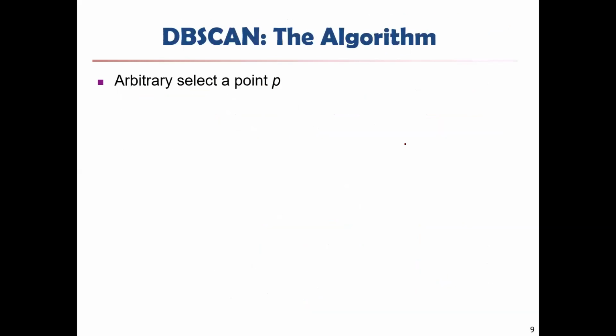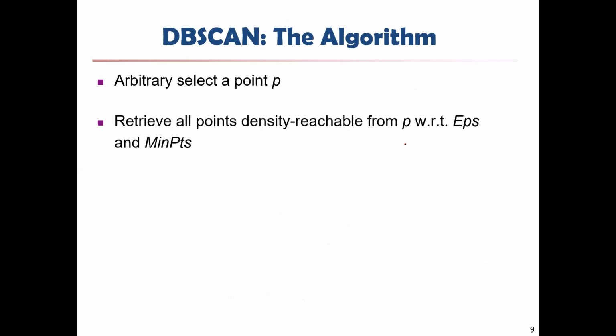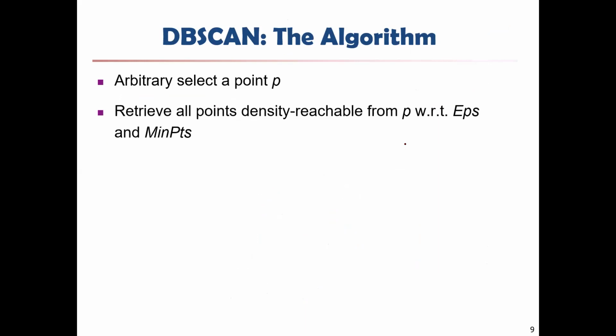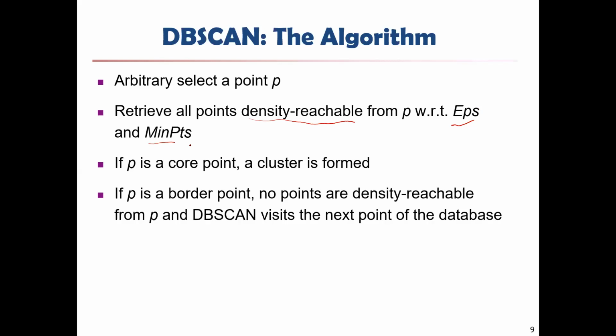The algorithm is as follows. You select a point at random, and then you retrieve all points which are densely reachable from your P, again with respect to your epsilon and minimum points. So you decide if P is a core point. If P is a core point, then you declare a cluster around this P, and then you keep checking other points.